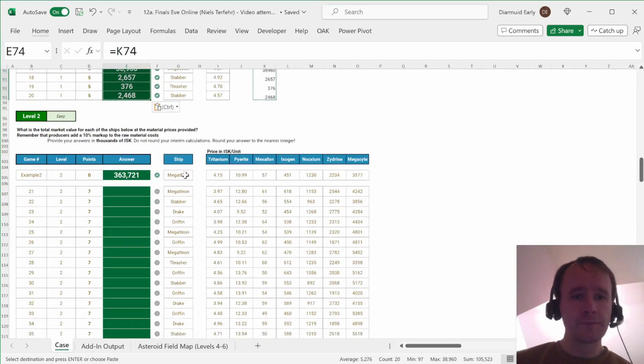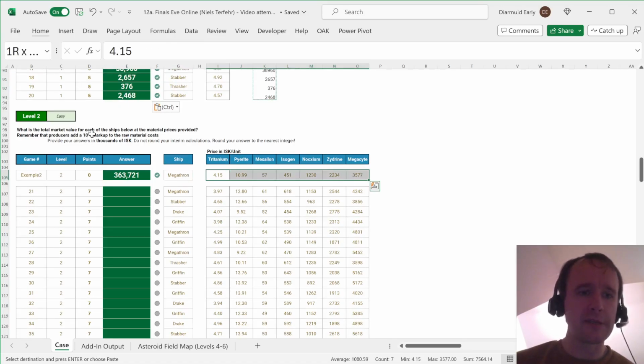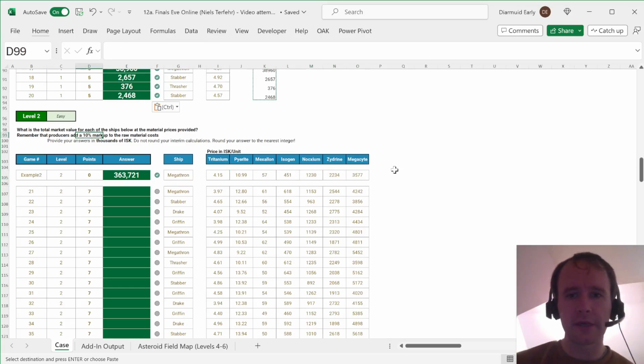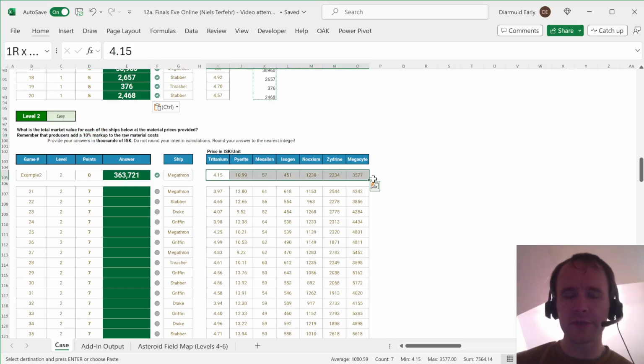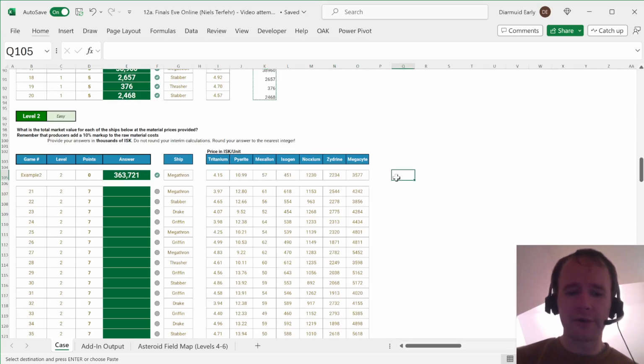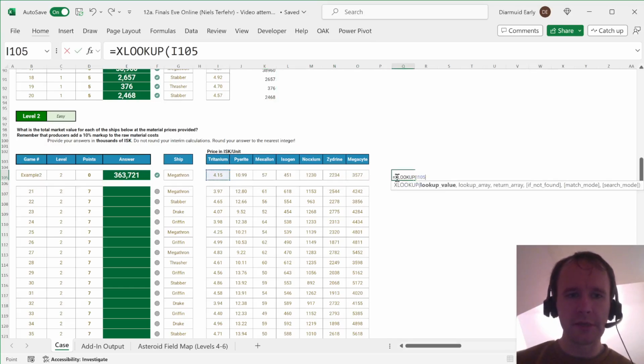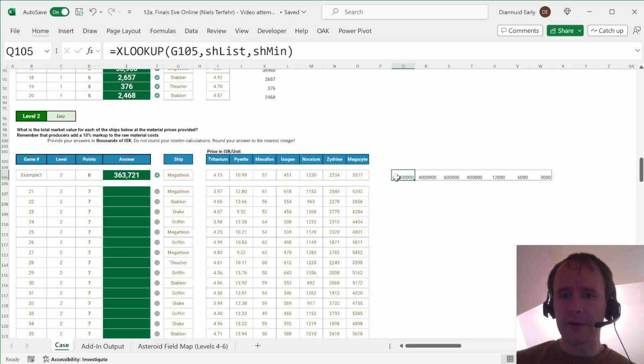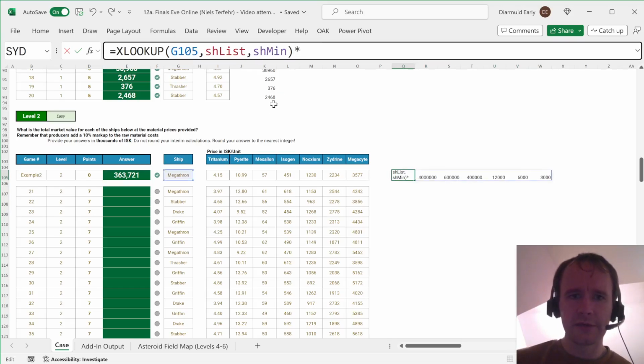For level 2, you now want to price all the materials going into a ship plus a 10% markup above the raw materials cost. In other words, to build a Megathron, the table up above tells us how much of each of these 7 minerals we need. This tells us the price of each of those 7 minerals. You need to put that together to figure out the cost of the ship. So first thing we're going to do is XLOOKUP the ship Megathron in the ship list, returning from ship minerals, and that gives us a vector of 7 minerals. We're going to multiply that by the vector of 7 prices.